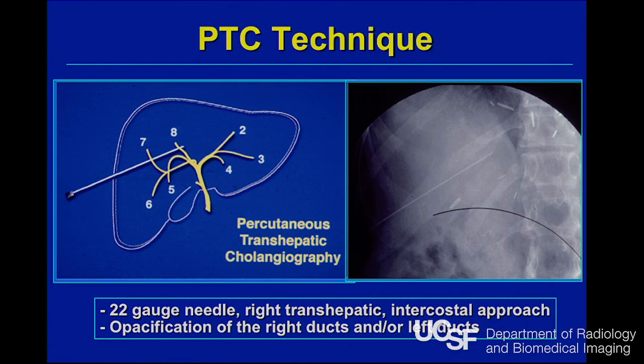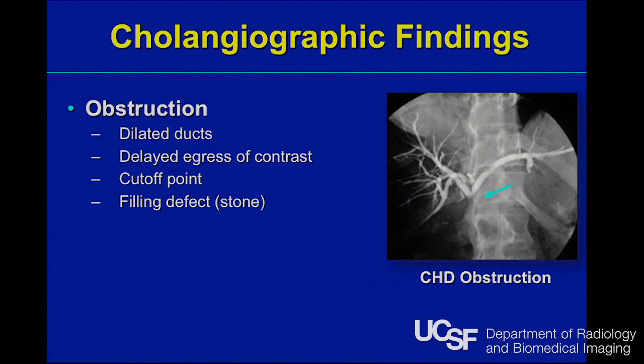And you start making passes that are parallel to the 11th rib, withdraw the needle and inject iodinated contrast, and hopefully one of those passes will opacify a bile duct, and you'll be able to get your cholangiogram.